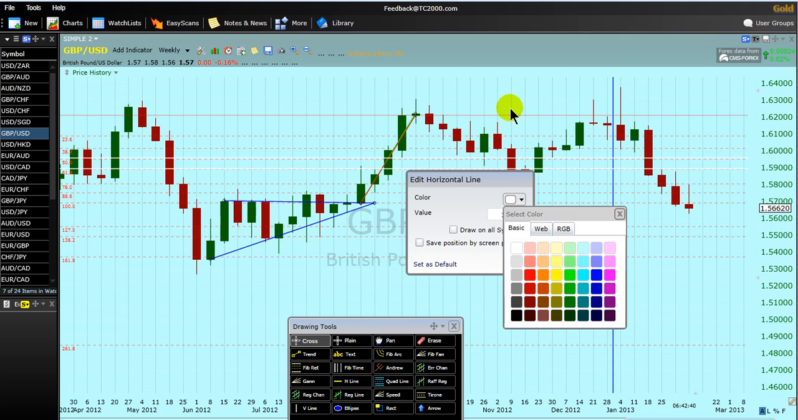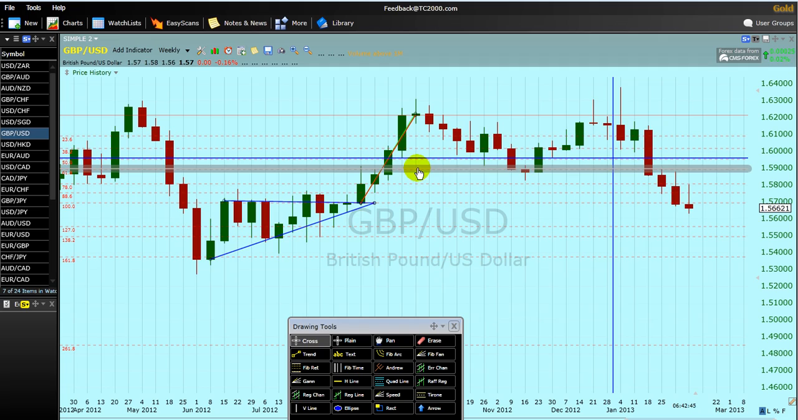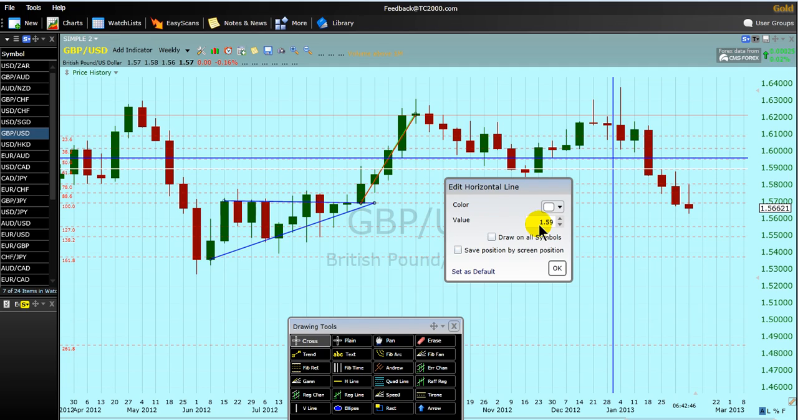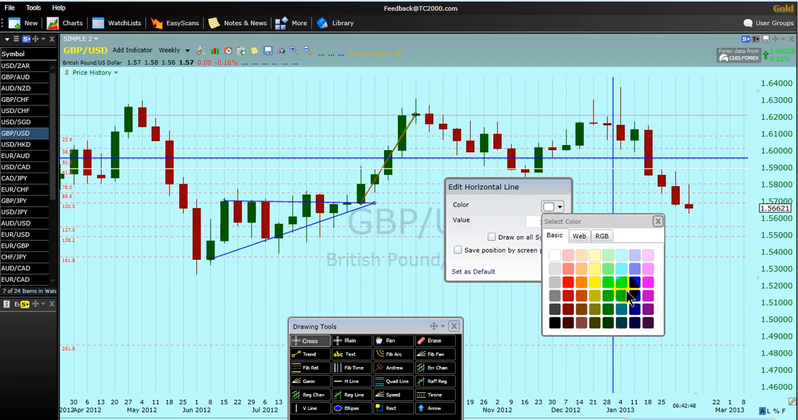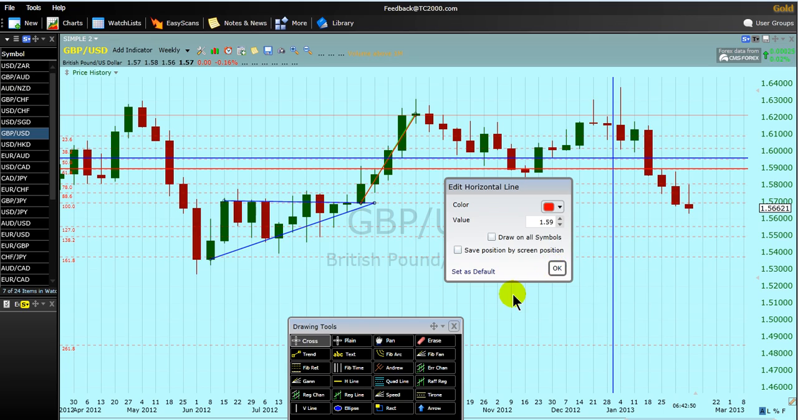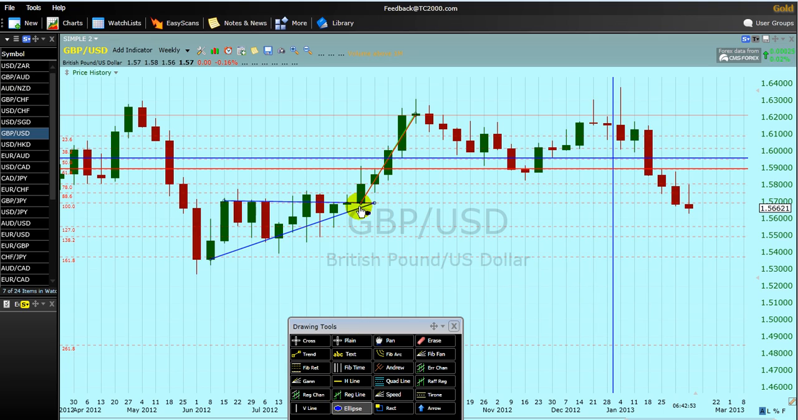I'm going to call out the 50% Fibonacci retracement level in blue, and I will call out the 61.8% Fibonacci retracement level in red. We can see that the price, after coming out of the triangle, pulled back to between the 50% and 61.8% Fibonacci retracement level right here.